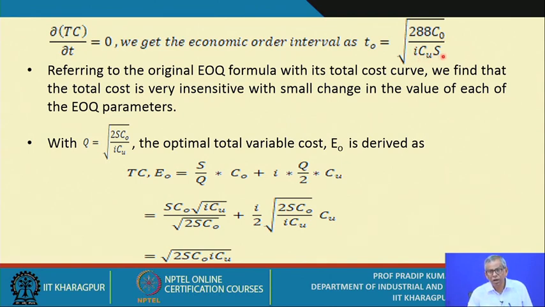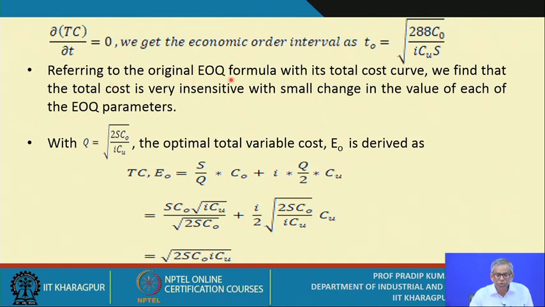So this is another expression of the equivalent EOQ, that is referred to as the economic order interval, root over 2 S CO by ICU. All these parameters we have explained: what is I, what is CU, what is S, and what is CO. Okay.